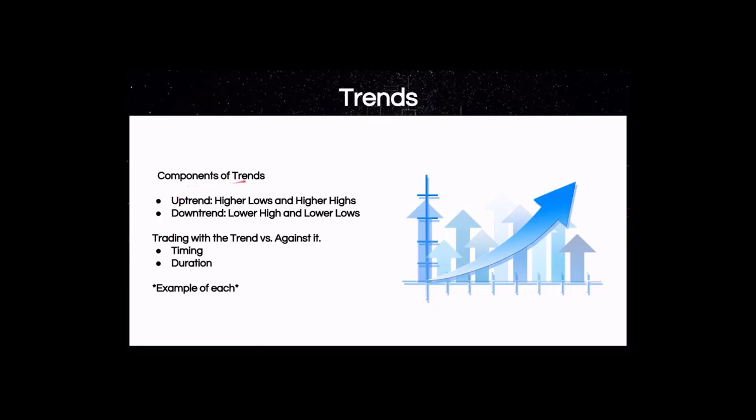The components of a trend are the higher lows and higher highs. We all know the familiar stair-step pattern, which shows higher lows and higher highs in an uptrend. And like I said, nothing goes straight up or straight down. So it's important to distinguish that even though the stock does go down for certain periods, as long as it's progressing with higher lows and higher highs, that is the definition of an uptrend. And inversely, a downtrend is lower highs and lower lows.